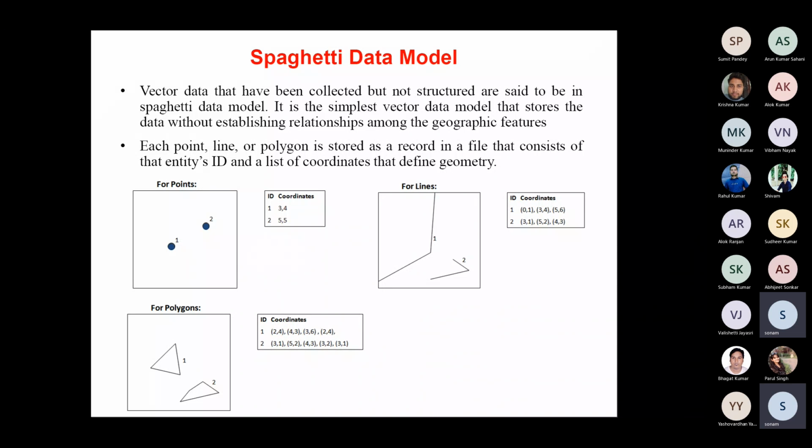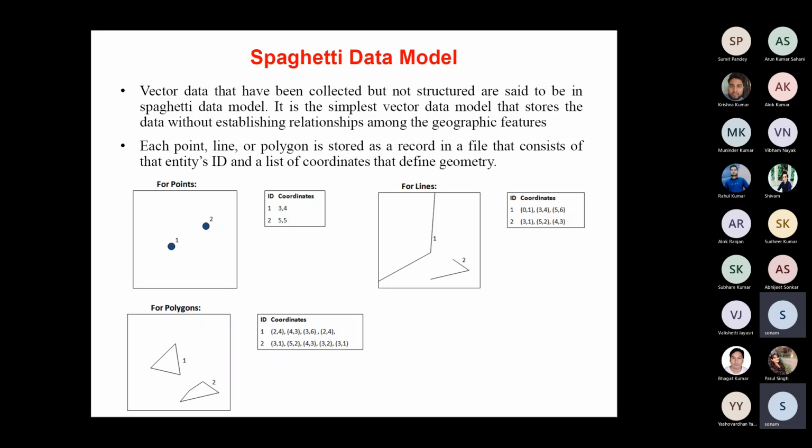But the problem with this model is that it does not store any information about the adjacent things, about the neighborhood. Like 1 does not know whether 2 is in its right side or in its left side. If you see this line, 2 lies on the right hand side of 1, but in the data model this is not stored. So how is this a problem?